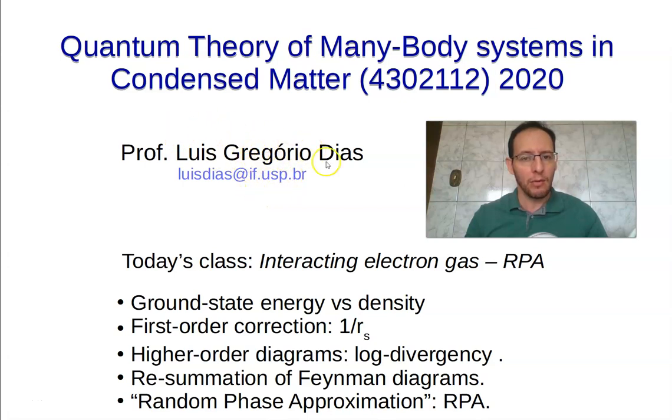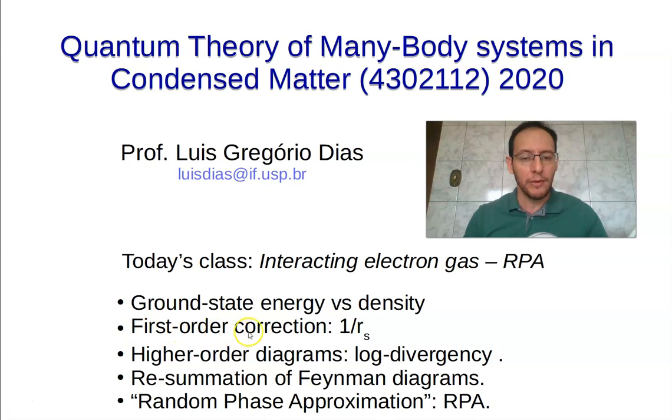My name is Luis Gregorio Dias, and in today's class we're going to go over the interacting electron gas and talk about the random phase approximation, or RPA for short. So we're going to start by defining this parameter Rs and see how the ground state energy of the electron gas behaves as a function of density and as a function of this Rs parameter as well.